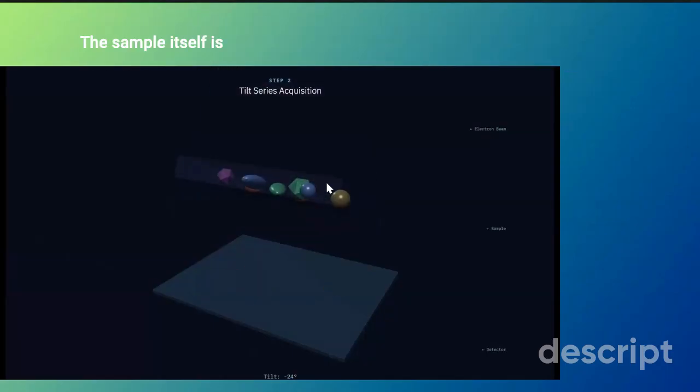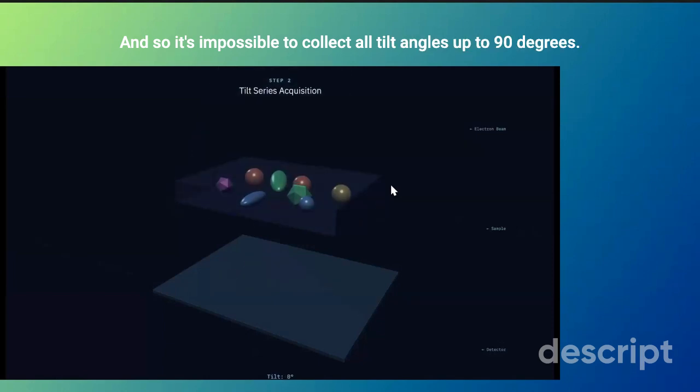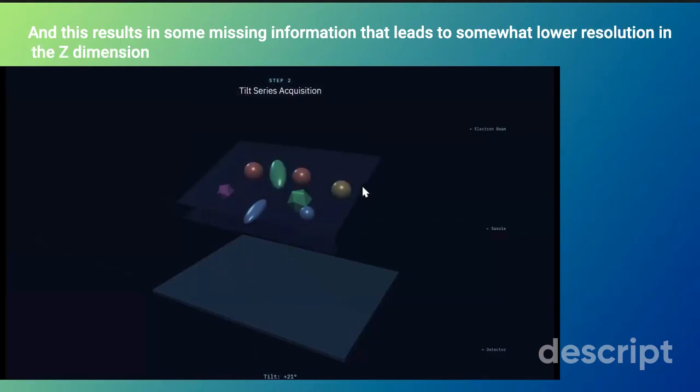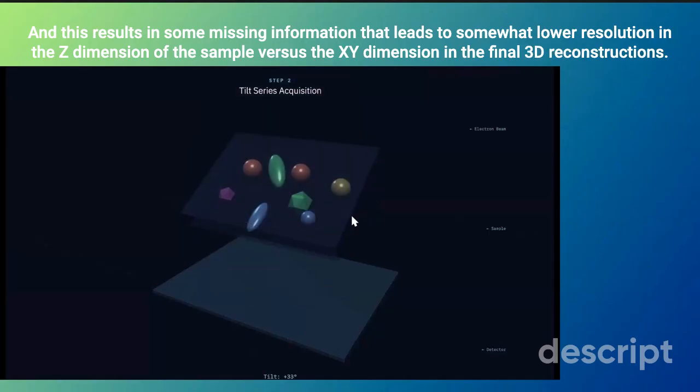The sample itself is essentially an infinitely large sheet in the microscope, and it becomes thicker and thicker as it's tilted, and so it's impossible to collect all tilt angles up to 90 degrees. And this results in some missing information that leads to somewhat lower resolution in the Z dimension of the sample versus the XY dimension in the final 3D reconstructions.